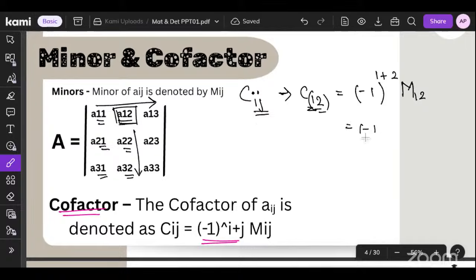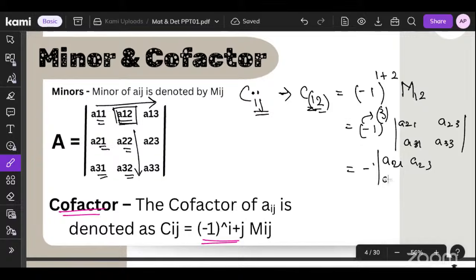It will be (-1) power 1 plus 2, which is 3, and then the matrix for this is the remaining A21, A23, A31, A33. Okay, and this will be minus because the power is odd. You will be writing A21, A23, A31, and then A33 with the negative sign.